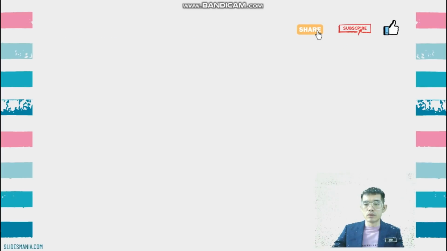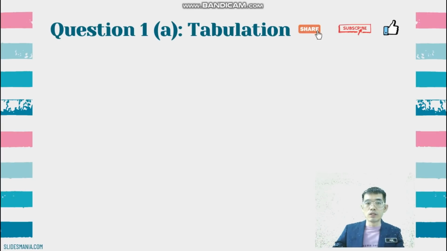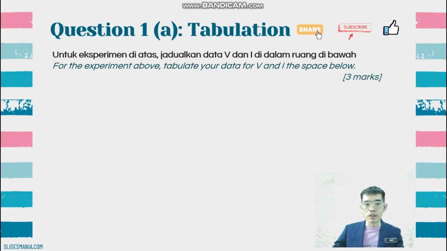Thank you. Okay, so students, we have already finished conducting our experiment. We have already got our 5 manipulated variables and also 5 responding variables. So now the first question is regarding the tabulation. For the experiment above, tabulate your data for V and I in the space below. Here it is only 3 marks.